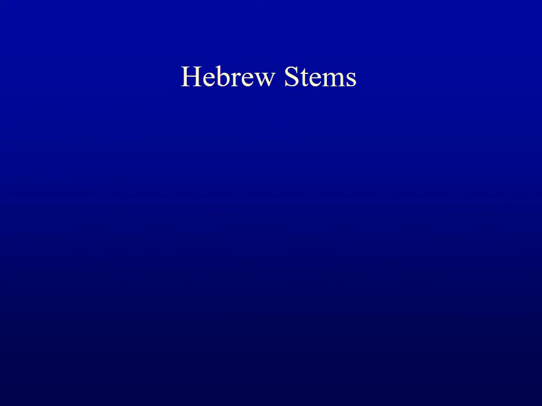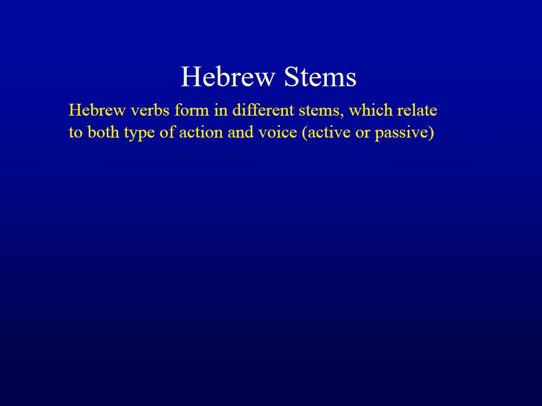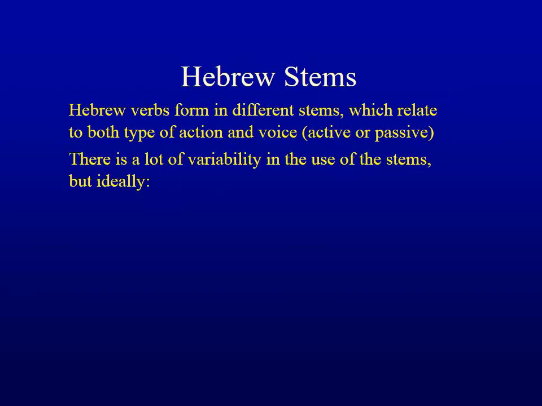We can spend just a second talking about Hebrew stems. You do not need to commit the details of this to memory right now, but just for your awareness of where we're headed. Hebrew verbs form in different stems, and the stems communicate something to us about the type of action and the voice, that is, whether the verb is active or passive. There's a lot of variability in the use of the stems, so you can't hold too rigidly to these generalizations here. But ideally, this is how things work.